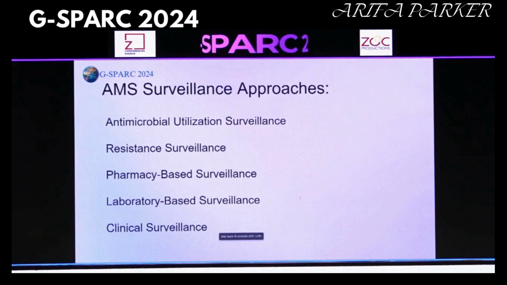Lab-based surveillance has pros and cons, but we can use that as well. Clinical surveillance, by looking at patient outcomes and so forth, is very, very labor intensive. You need resources for these types of surveillance.